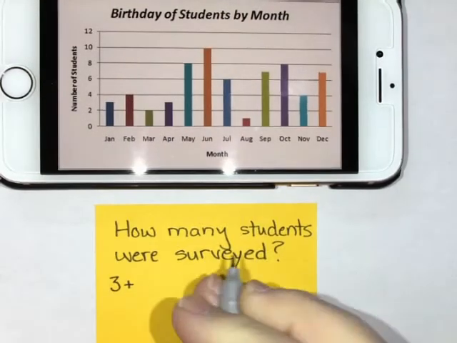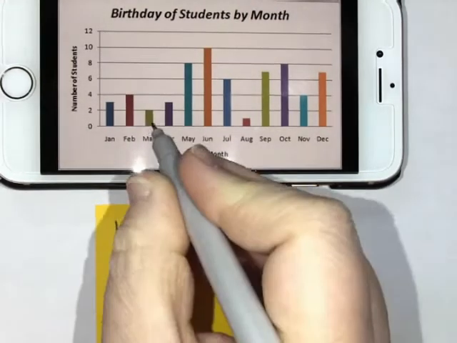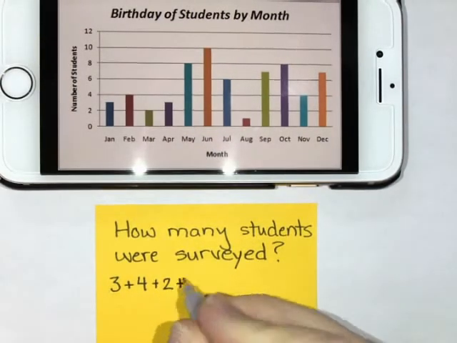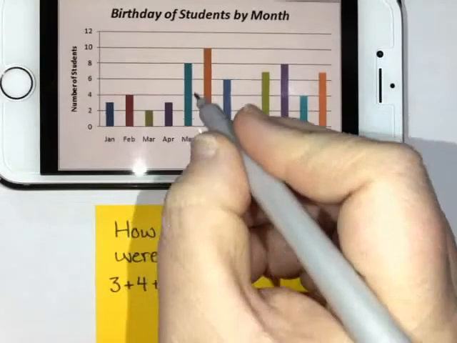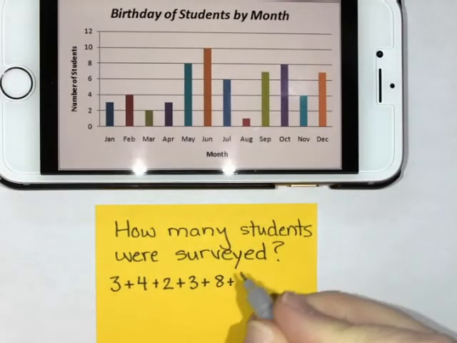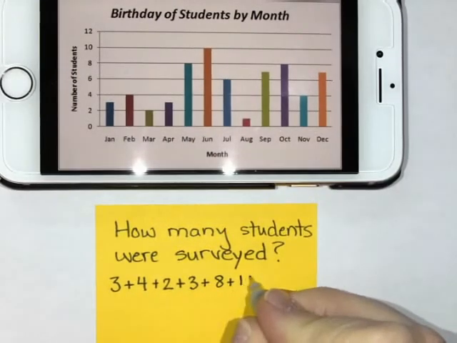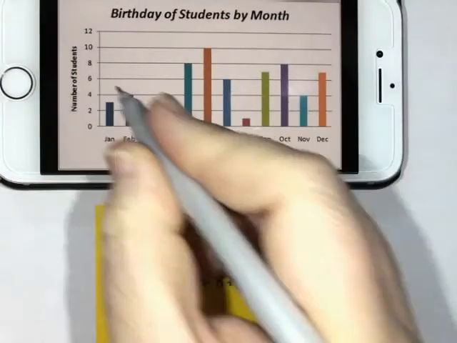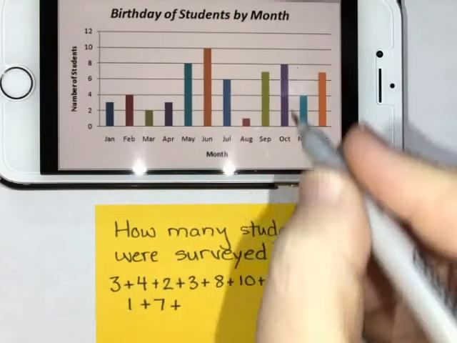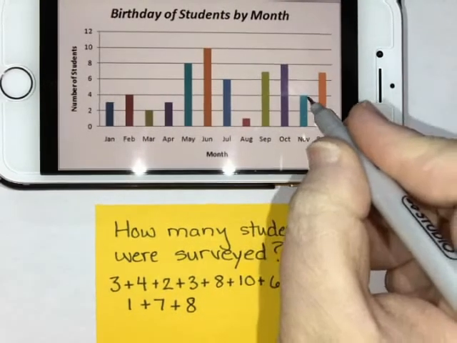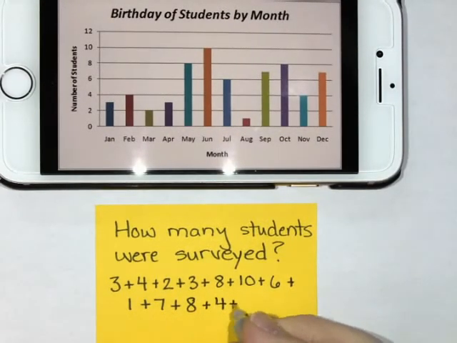And then February there were 4. March there were 2. April, once again, we're halfway between 2 and 4, so that's another 3. May is 8. June, all the way up there at 10. July is 6. I'm going to go down to the next line. August is just 1. September had 7. October had 8. November had 4. And December had halfway between 6 and 8, so 7.